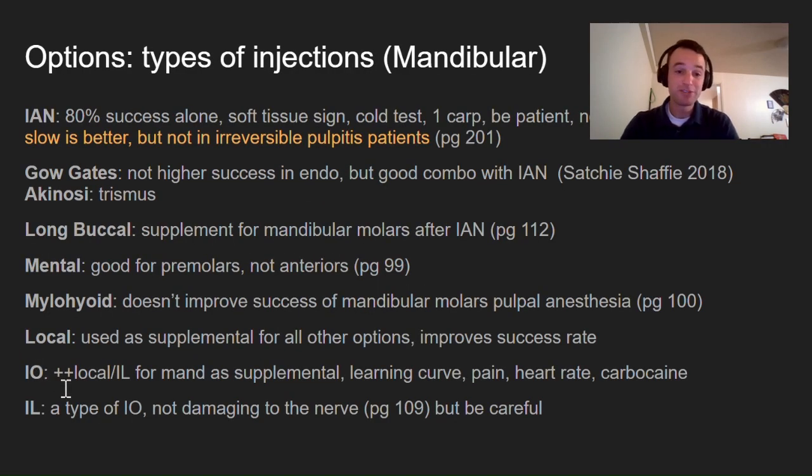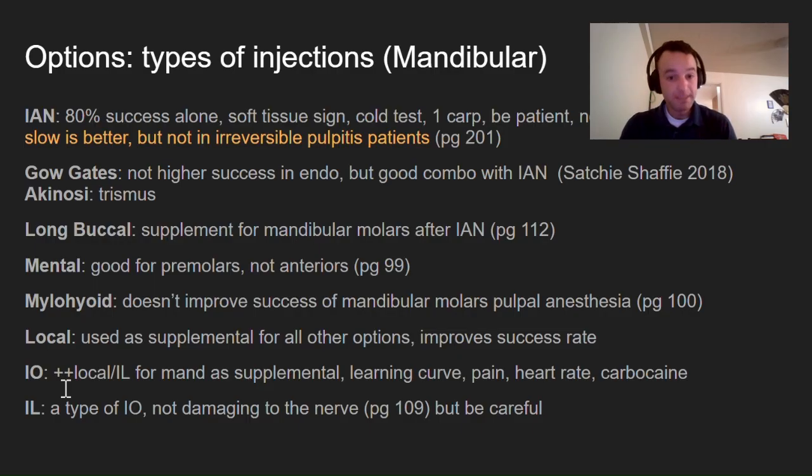Now, our different types of injections. We're going to start with just the mandibulars. The inferior alveolar nerve block is the main one used for mandibular posterior teeth. It statistically has an 80% success rate, which is not awesome, but it's the best we have in a lot of senses.